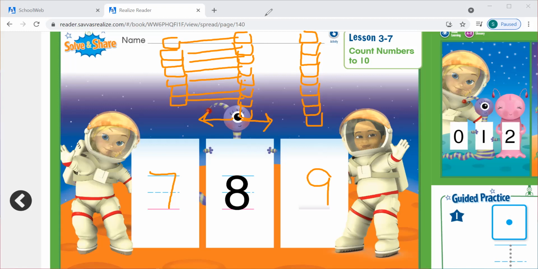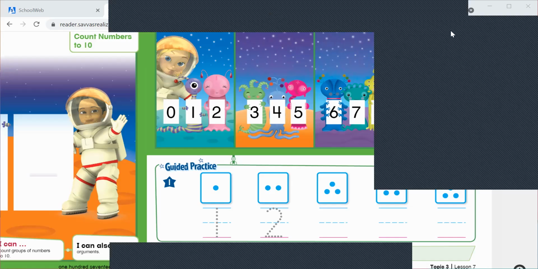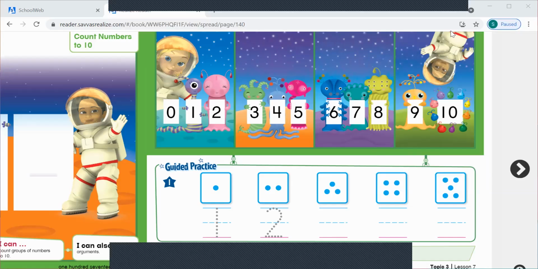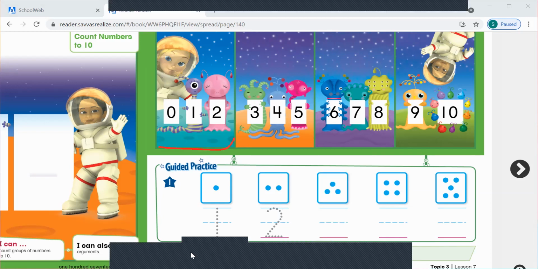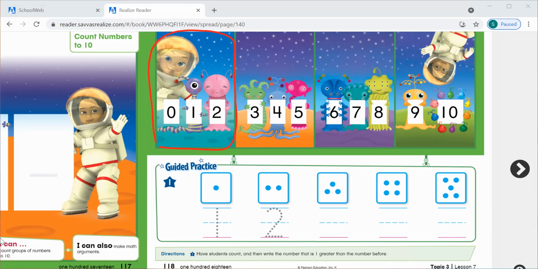Let's go to the next page. So we want to know how we can find a number that is 1 greater or 1 less than another number. So if we look over here, let's look at the first box. What numbers do you see? We see 0, 1, 2. Are they in the correct order? Yes, they're in the correct order.